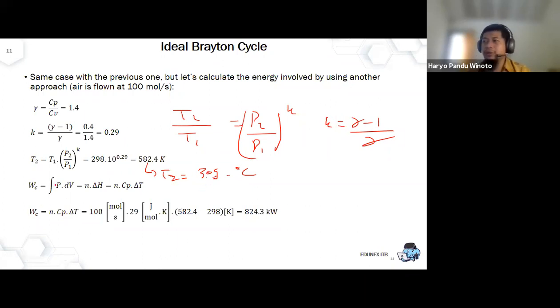Then how to find the compression work here? Actually, work, either expansion or compression, is always the integral of PdV. But there's another approach: we can use n multiplied by delta H, and delta H is always n Cp dT.